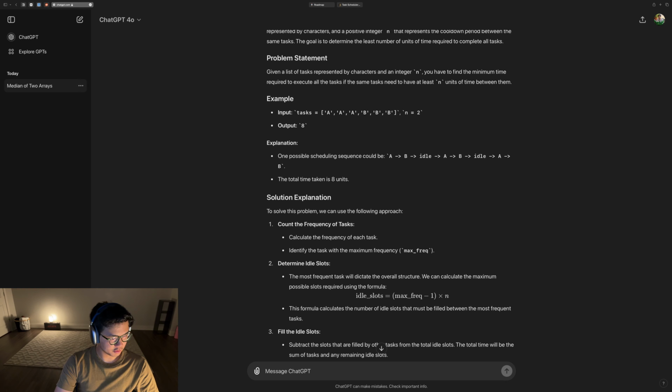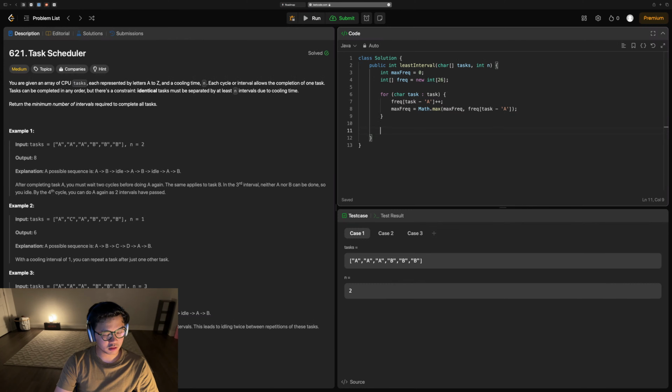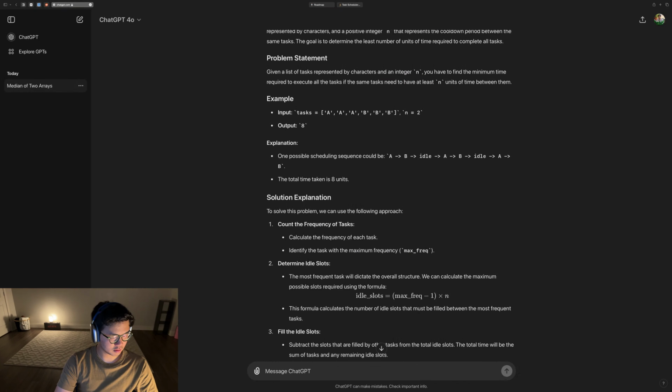Determine idle slots. The most frequent task will dictate the overall structure. We can calculate the maximum possible slots required using this formula: idle slots equals max frequency minus 1 times n. This formula calculates the number of idle slots that must be filled in between. Okay. Frequency. Yeah, I get that.